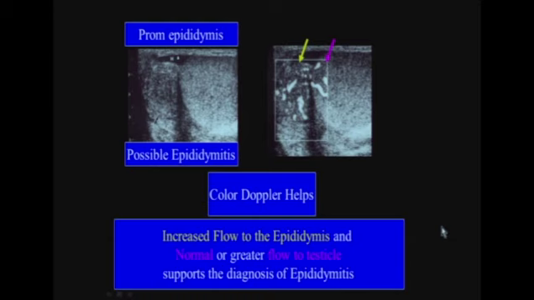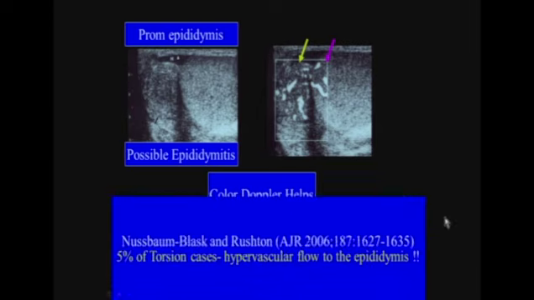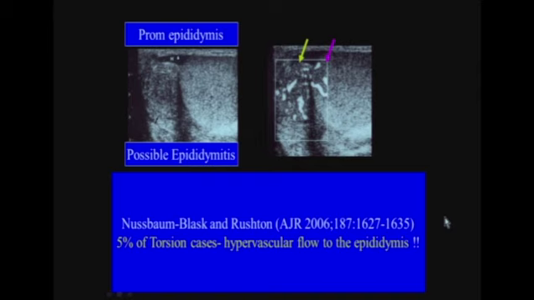One has to remember as a caution, though, that a testicular torsion that has been detorsed may have significant flow to it for a while status post the detorsion. In 2006, Nussbaum, Blask, and Rushton said that 5% of torsion cases have hypervascular flow to the epididymis. One should remember that.